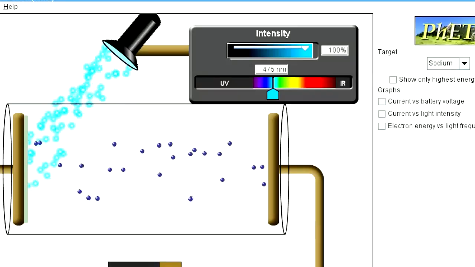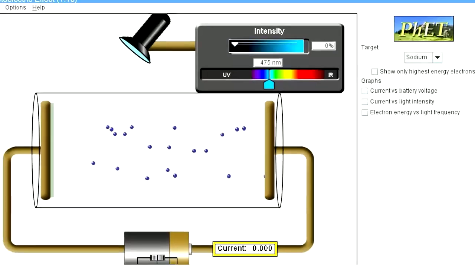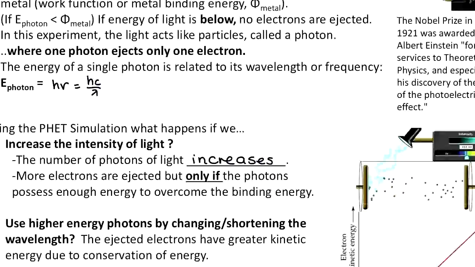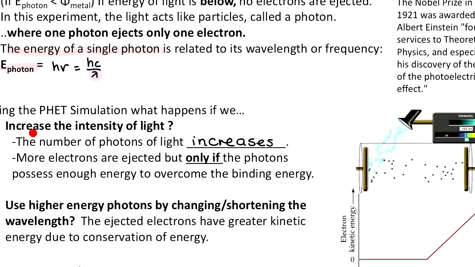There's our demo. So maybe we can answer some questions now that are on this slide. The big idea here is that the energy of our single photon is related to its wavelength, where short wavelengths have large energy photons. And what we see is when the energy of the photon is above that of the work function of the metal, that is when electrons are ejected from that metal surface. So let's answer these questions.